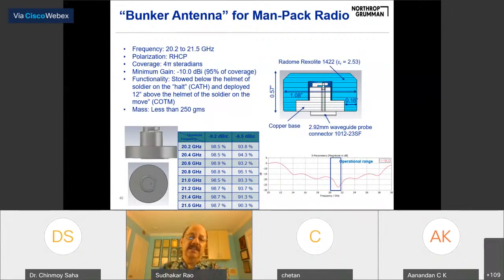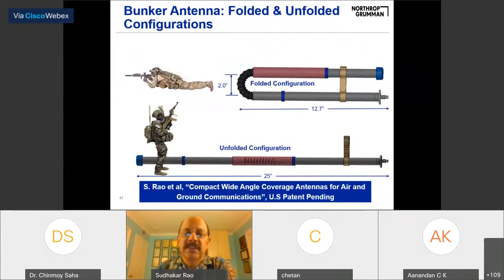It will be mounted behind the helmet of the soldier when it's in the halt, and it's deployed about 12 inches above the head of the soldier so that it doesn't impact the head, so the radiation is low. Mass is less than 250 grams, and you can see it's an inverted F with a radome on the top. It's all metallic.